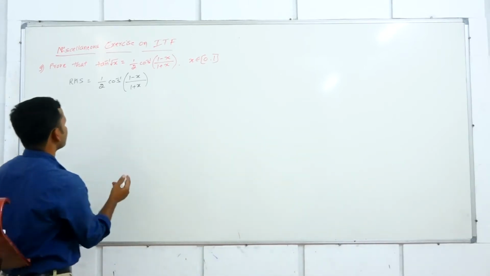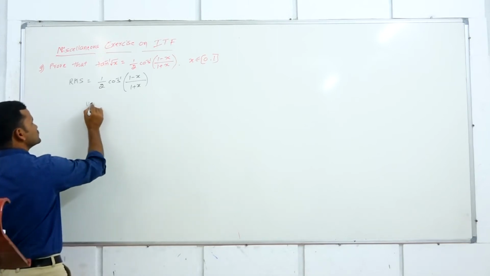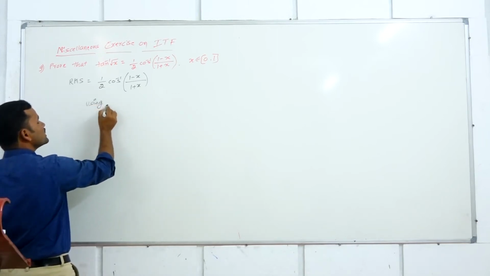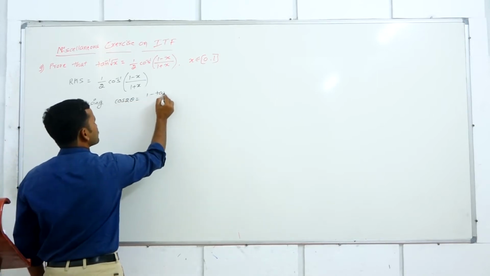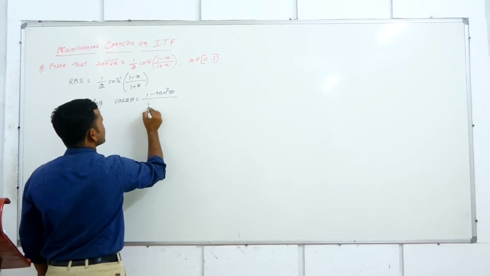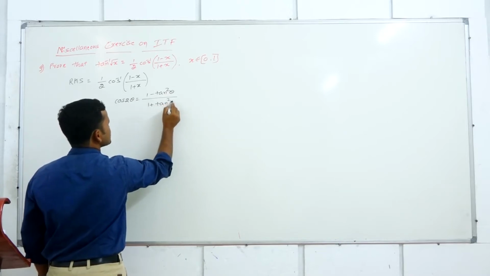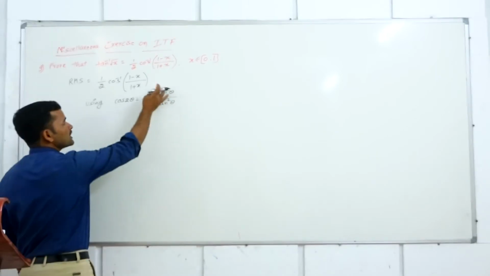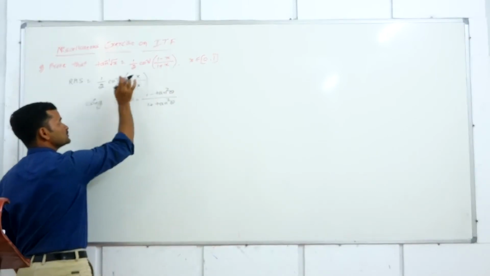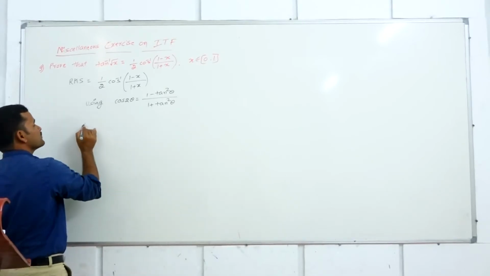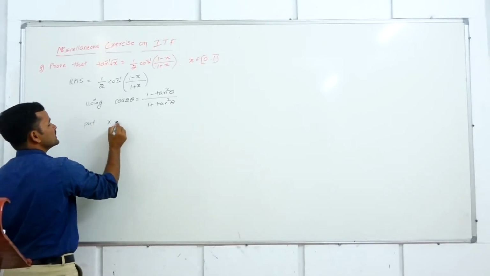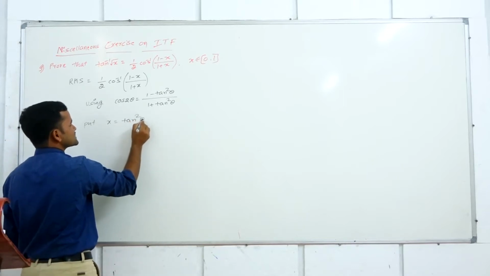We have the formula for cos 2 theta here. So, I will use the formula cos 2 theta is equal to (1 minus tan square theta) divided by (1 plus tan square theta). I am using this one. To have this formula, I will substitute x is equal to tan square theta here. You substitute x is equal to tan square theta.